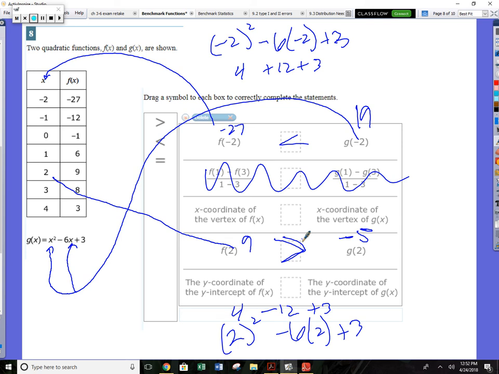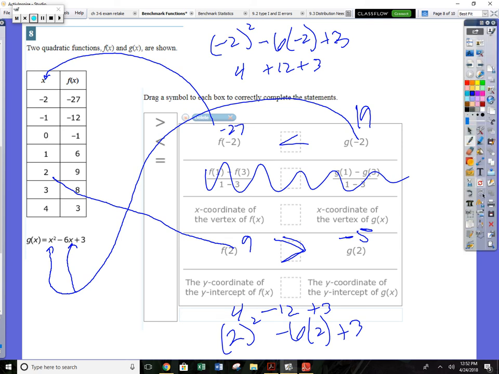Now, check this out. Let's do the bottom one. And we'll call it good.